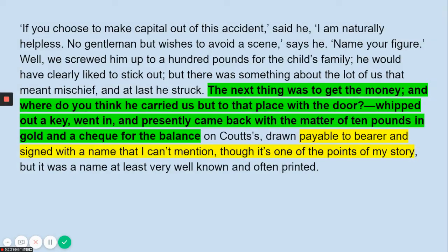"If you choose to make capital out of this accident," said he, "I am naturally helpless. No gentleman but wishes to avoid a scene," says he. "Name your figure." Well, we screwed him up to £100 for the child's family. He would have clearly liked to stick out, but there was something about the lot of us that meant mischief, and at last he struck. The next thing was to get the money, and where do you think he carried us but to that place with the door? Whipped out a key, went in, and presently came back with the matter of £10 in gold, and a cheque for the balance, drawn on Coutts's, payable to bearer, and signed with a name that I can't mention, though it's one of the points of my story, but it was a name at least very well known and often printed.